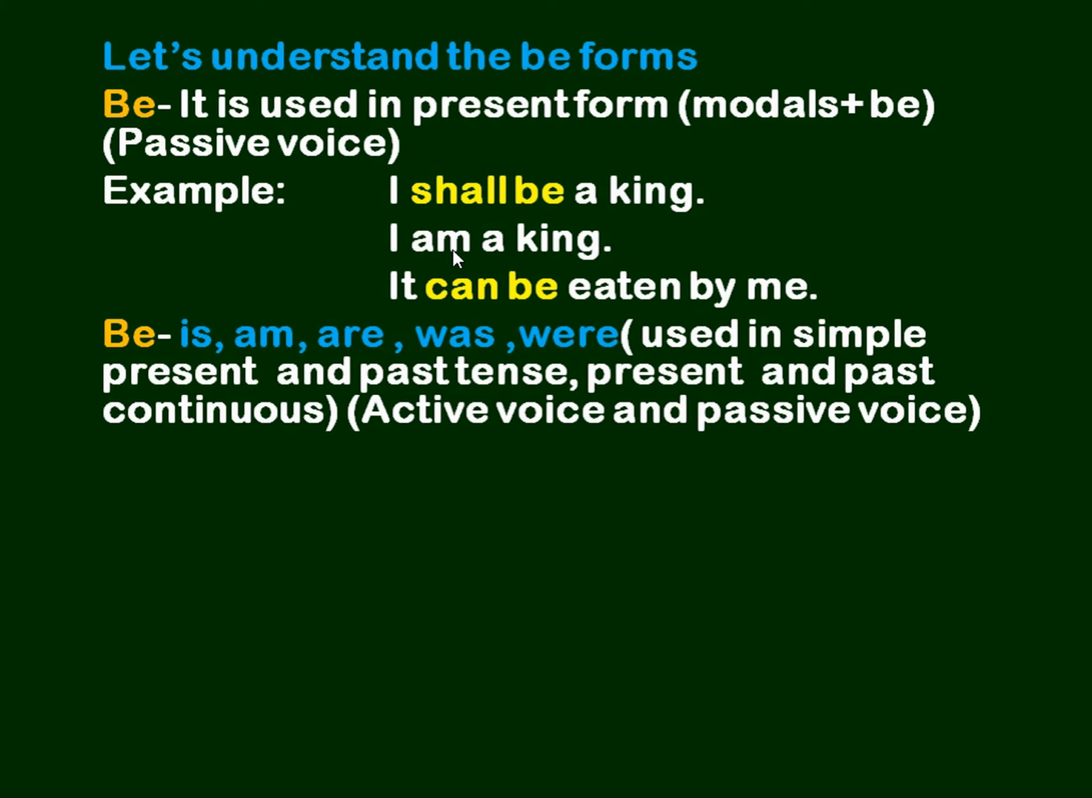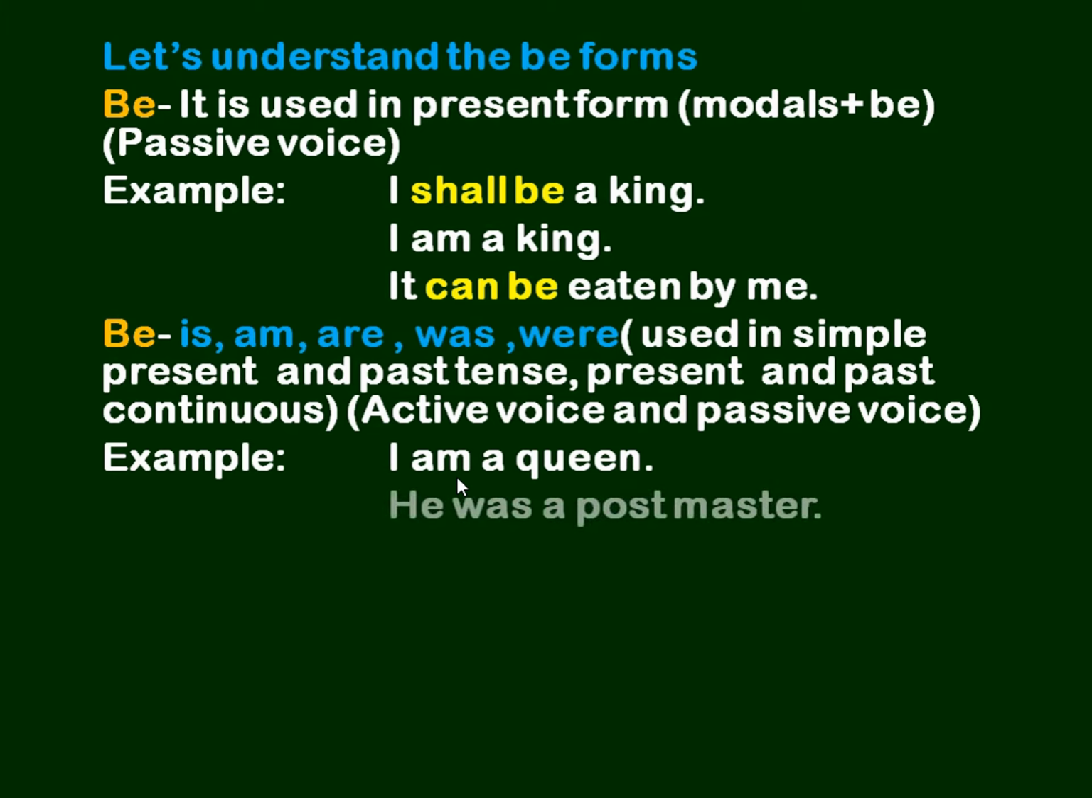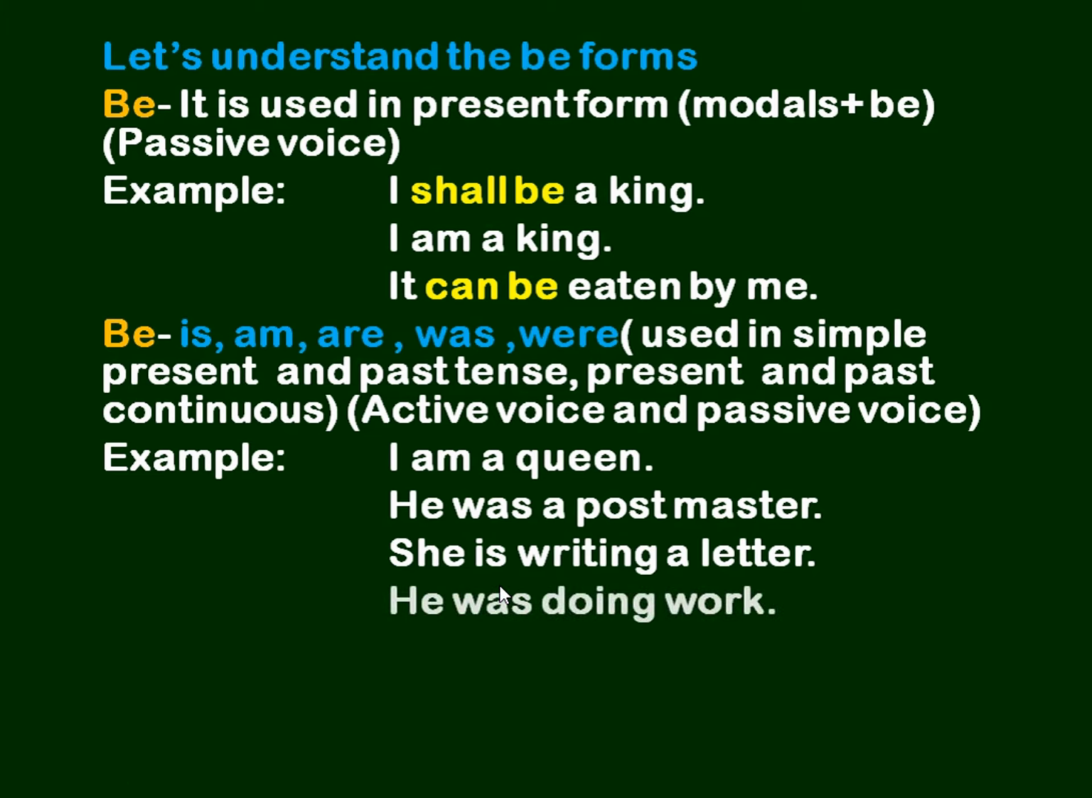We use this be form in active voice and passive voice. Remember, active voice and passive voice. For example, I am a queen. So this is simple present, being or existence. He was a postmaster, past being or past existence. We used past form of be here, was. Then she is writing a letter, present participle, and present form of be is used. She is, third person takes is here. She is writing a letter. He was doing work, so past continuous, and we used be form here, was, with present participle doing.